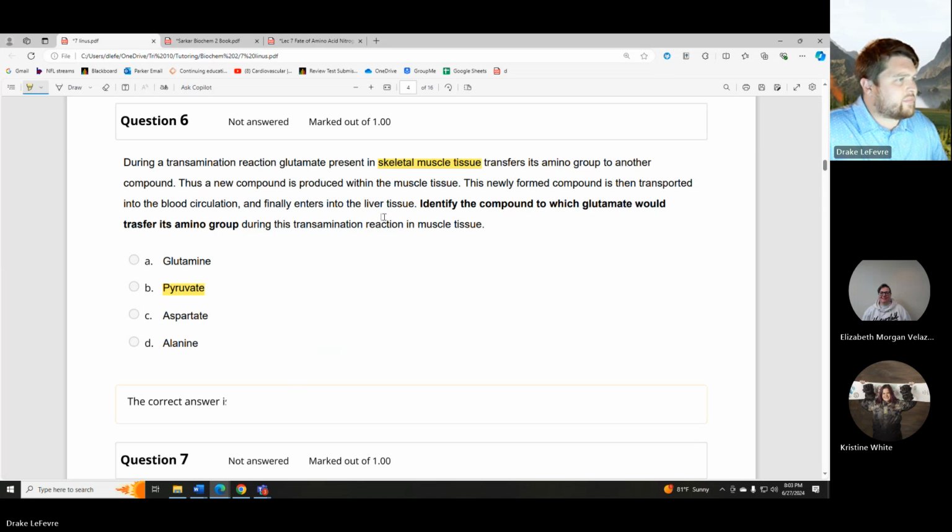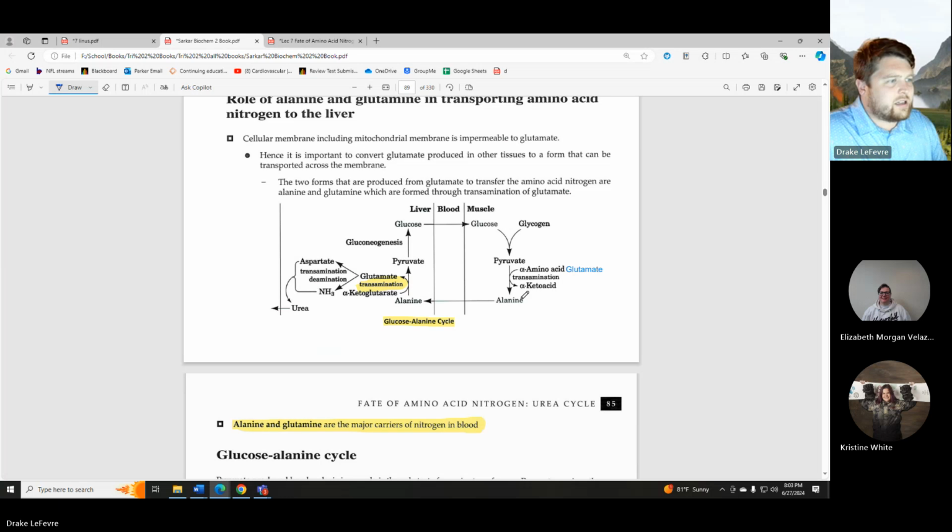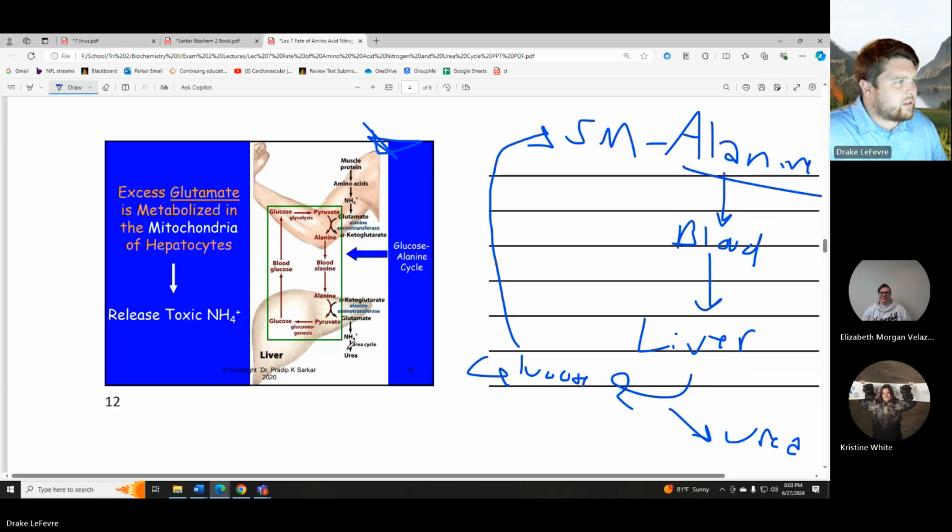technically, with the compound to which glutamate would transfer its amino group during the transamination reaction in muscle tissue, if we look at a lot of this, technically glutamate isn't as super involved. Glutamate is more seen on the other side of things, but it's fine. Here in muscle tissue, glutamate hands it to pyruvate to turn it to alanine.